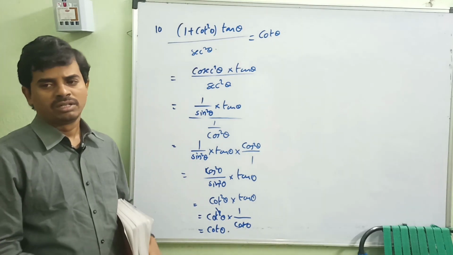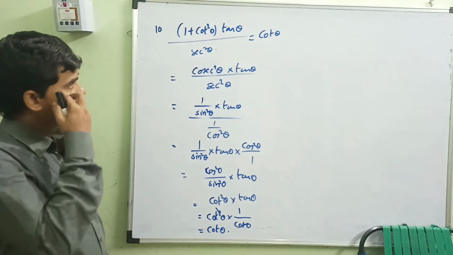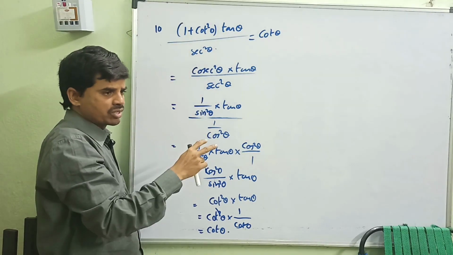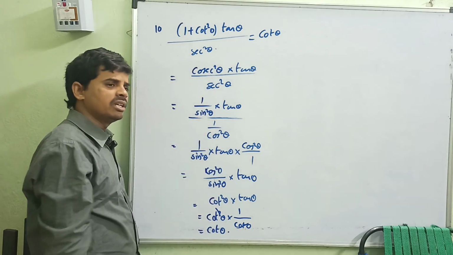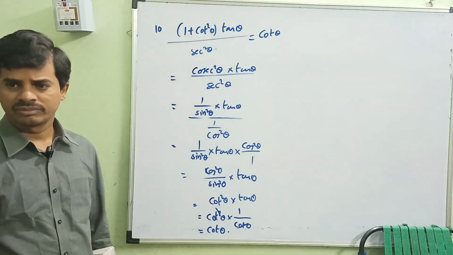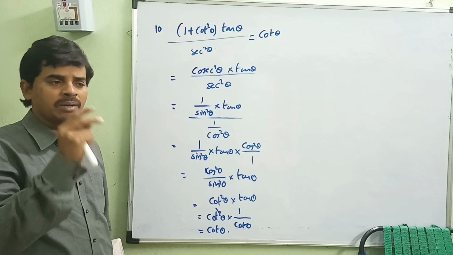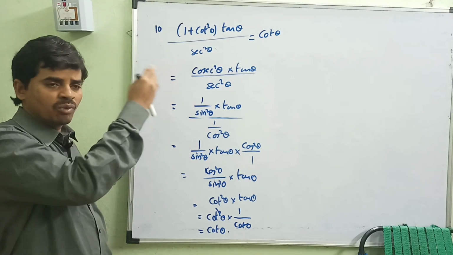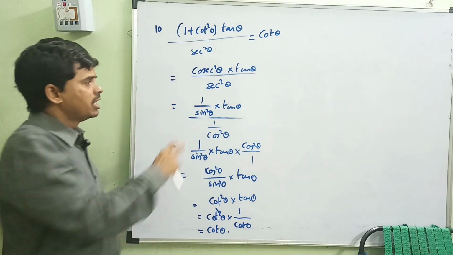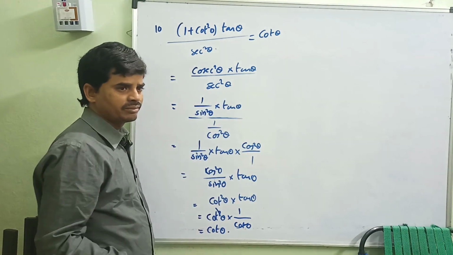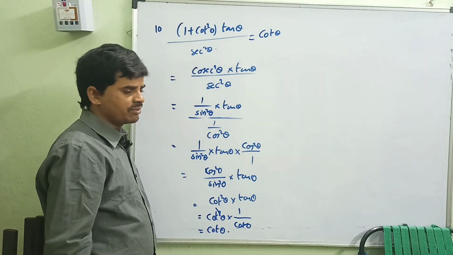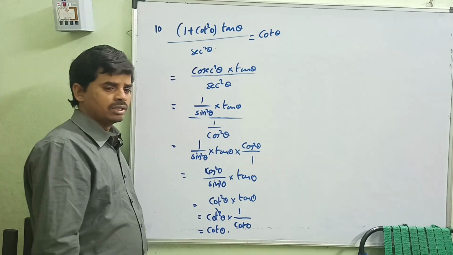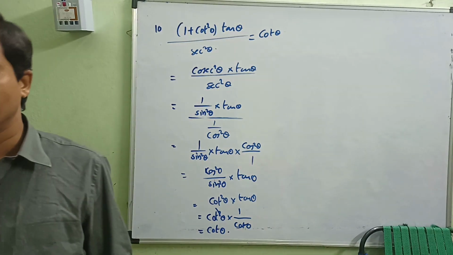Understood? So this is the question. 1 plus cot square only we changed as cosecant square. In secant square we used the reciprocal, not the identity. So think first, analyze the question. What are the chances to get it? If I write 1 plus cot square theta differently, that's really difficult and it may take a long process. Right, copy it first.